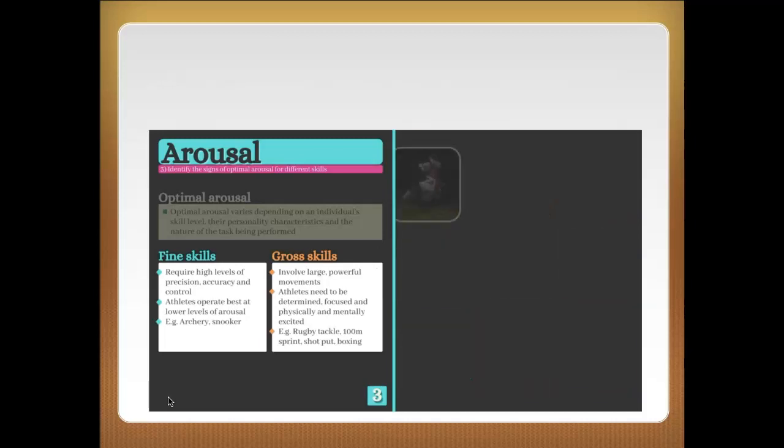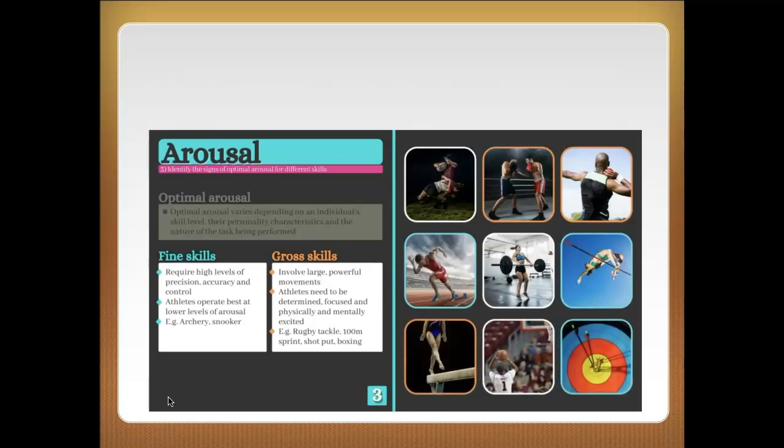Now, don't worry if your list isn't exactly the same as the one presented here, as ranking skills isn't an exact science. Gross skills that require physical readiness, drive, and determination would require higher levels of arousal and should be placed near the top. Fine skills, on the other hand, rely on a calm, relaxed approach and are therefore performed best when arousal is lower.